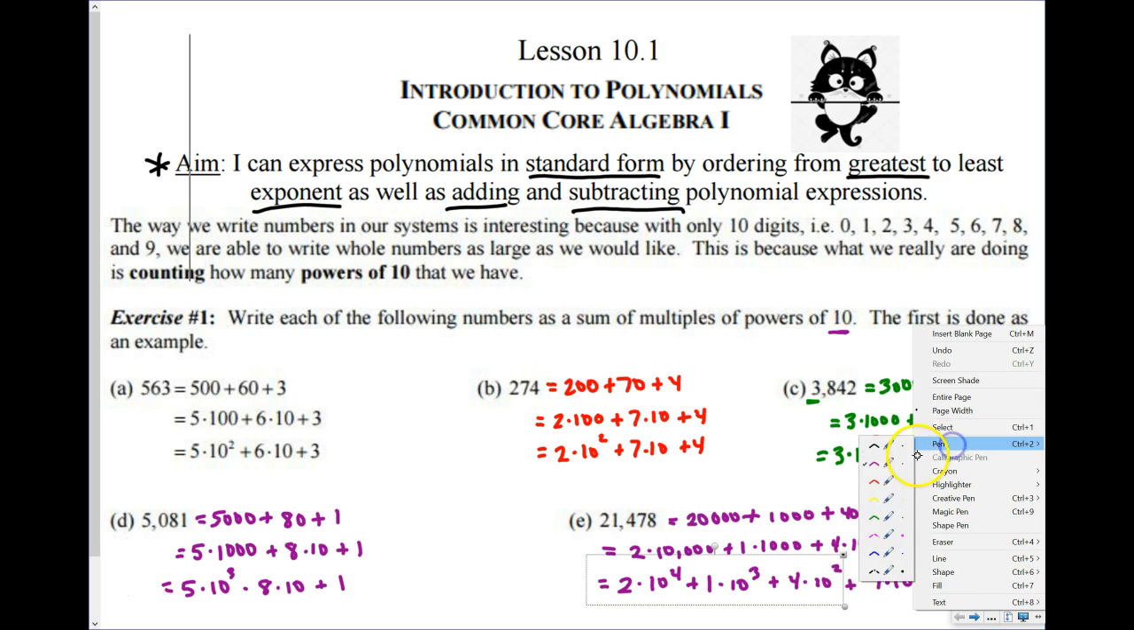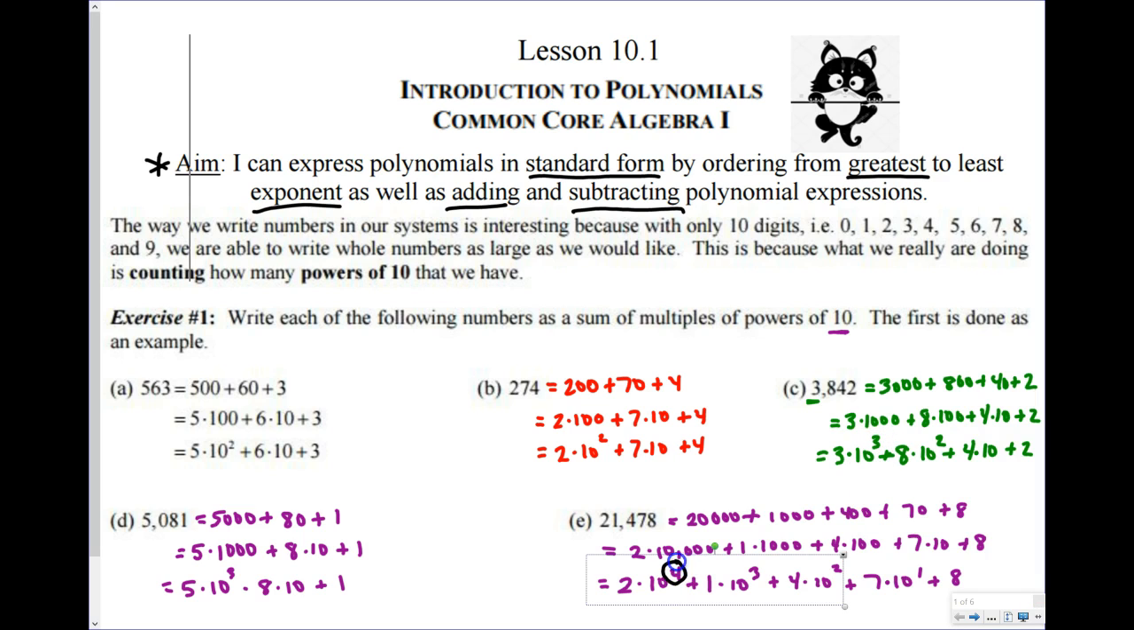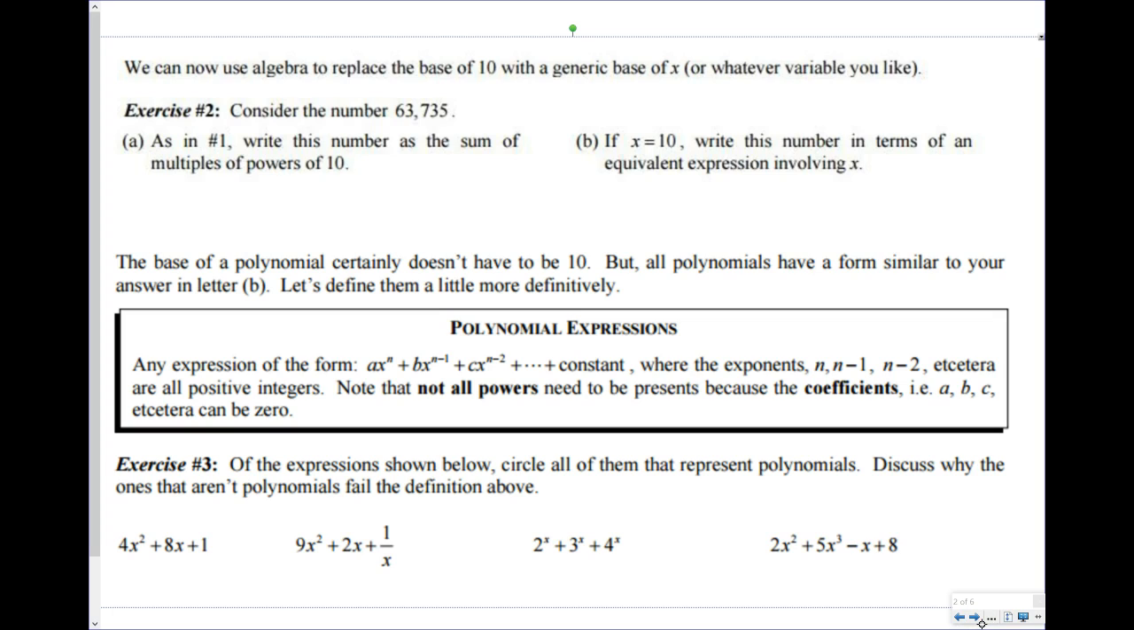So let's take notice of this pattern we're seeing here. Notice what is happening to the exponents. They are just decreasing by 1 every time. That's a really important thing to notice here. So now let's convert this into an idea of algebra where we're using letters. So the same idea, we're going to now use algebra to replace the base 10 with x, or whatever variable you want.